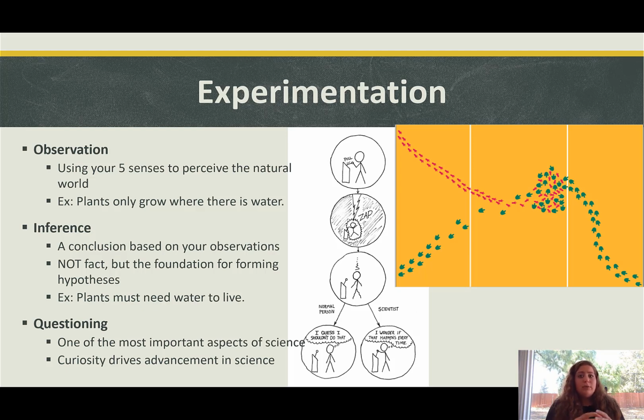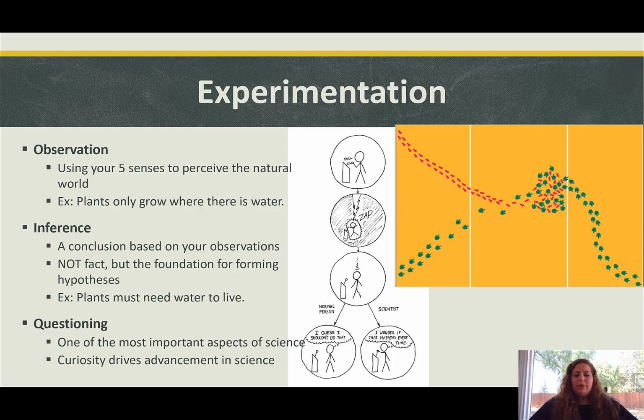When I observe, I'm using my five senses. When I infer, I'm drawing a conclusion based on my observations. It's not a fact. An inference is not a fact at all, but it's a foundation to form a hypothesis. So I can observe that plants only grow where water is. I can infer that plants need water to live. So the inference is going to be the foundation of my hypothesis.